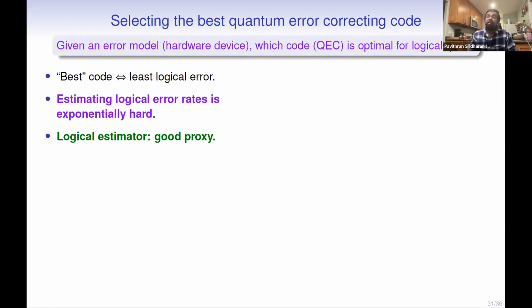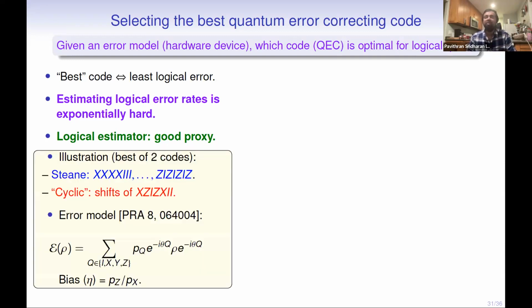So given a physical error model or a hardware device, we want to know which code or quantum error correction scheme is optimal for that setting of the logical qubit. And here, by the best code, we want to know which code will give you the least logical error rate. We're not interested in what the logical error rate specifically is. We just want to know which of them will give you the lesser logical error rate. As you know, estimating the logical error rates numerically, if we didn't have the logical estimator, is exponentially hard. And because the logical estimator is a good proxy, let's study one such problem.